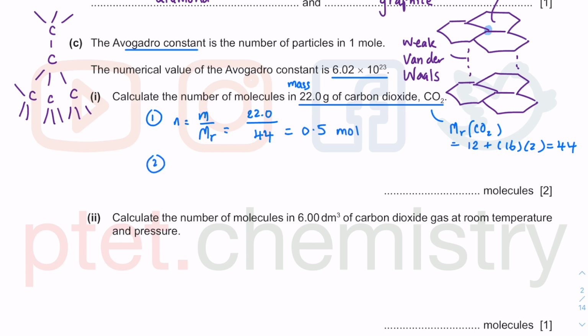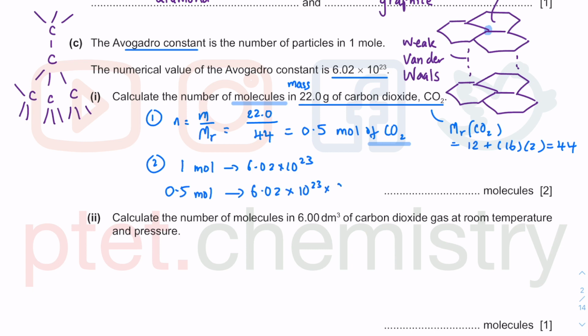But then we know that in 1 mole, we have 6.02 times 10 to the 23 molecules, because they wanted the molecule, and we have the mole of the molecule. So if I have 1 mole, I have 6.02 times 10 to the 23 molecules. If I have 0.5 mole, how many molecules do I have? It's going to be that multiplied by 0.5 over 1. That is your mathematics and your direct proportion.